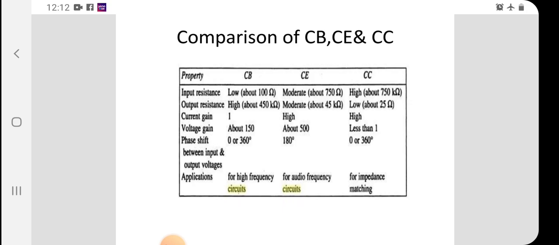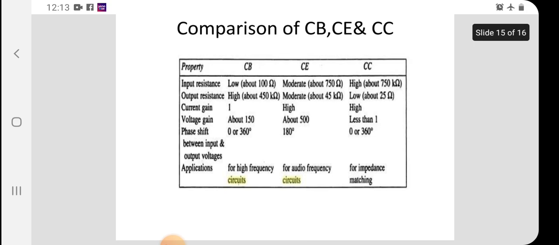Input resistance is very low for common base, moderate for common emitter, and high for common collector. Output resistance is high for common base, moderate for common emitter, and low for common collector. Current gain is 1 for common base, high for common emitter, and high for common collector. Voltage gain is about 150 for common base, about 500 for common emitter, and less than 1 for common collector.